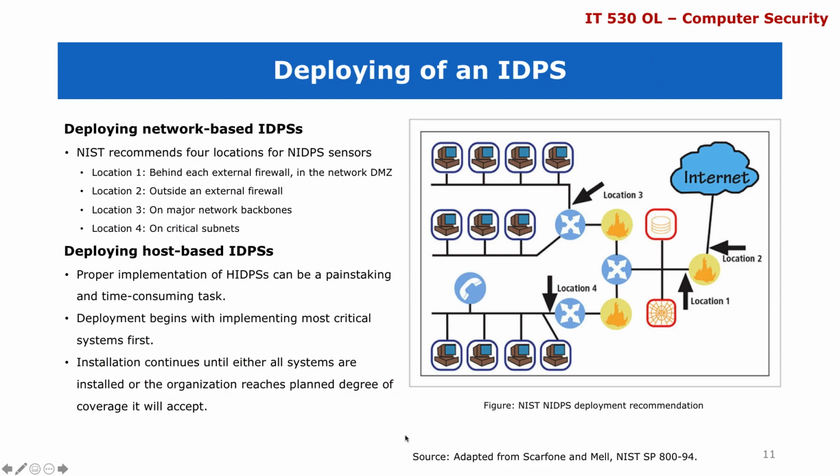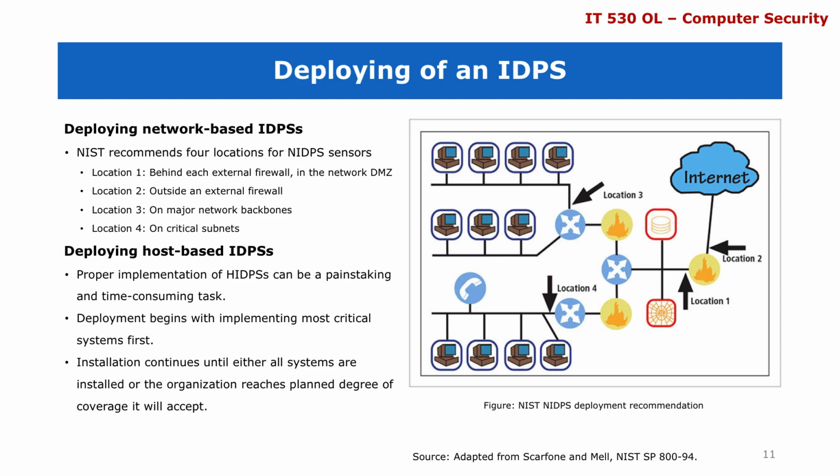Next, we have deploying the IDPS itself. So NIST, as we all know what NIST is, has some recommendations for deploying a network intrusion detection system, and they give four locations for the network intrusion detection system, depending on your network. One is location one, that is behind each external firewall in the network DMZ. We know what the network DMZ is. That's the public facing, but behind each external firewall.